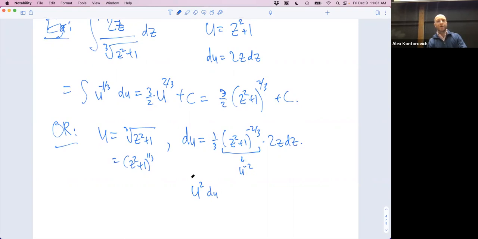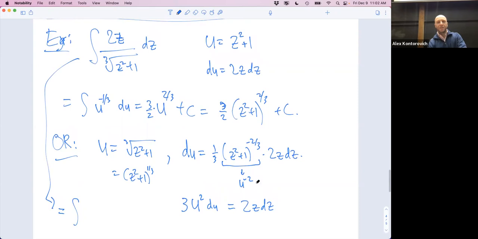Let me multiply the 3 over here as well. 3u squared du is equal to 2z dz. Everybody see that? So then this integral, the integral of 2z dz turns into 3u squared du, and z squared plus 1 to the 1/3 becomes u.